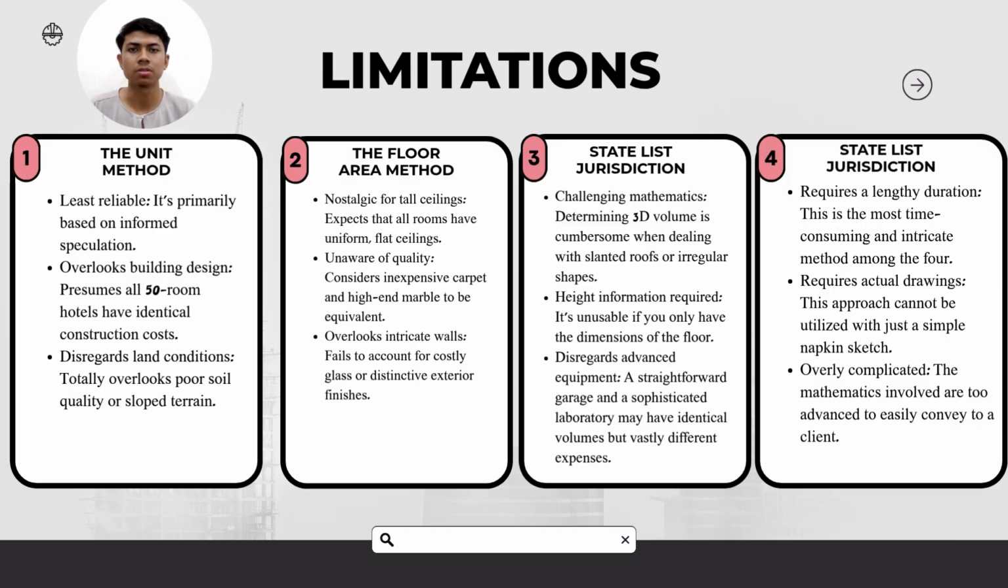Finally, we have the storey enclosure method. It is the most detailed but also the most time consuming. It requires complete architectural drawings and more calculations, making it less suitable during the early planning stages. In summary, every approximate estimating method has its own limitation. Therefore, the most appropriate method should be selected based on the available project information and the required level of accuracy.